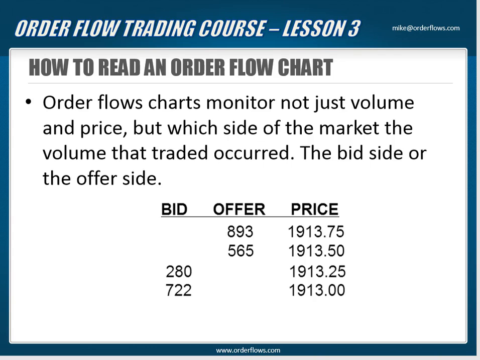If you are working a bid, say you're trying to buy at 913.25, and you're on the bid, you're part of the 280 lots there, you're considered a passive buyer. If you're trying to sell at 913.50, you are on the offer at 913.50. You're part of that size of 565 there. You are a passive seller.